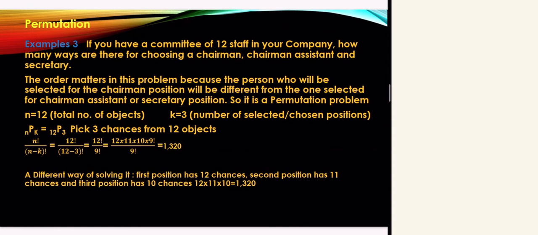Example number 3 here is if you have a committee of 12 staff. So N is 12 in your company.